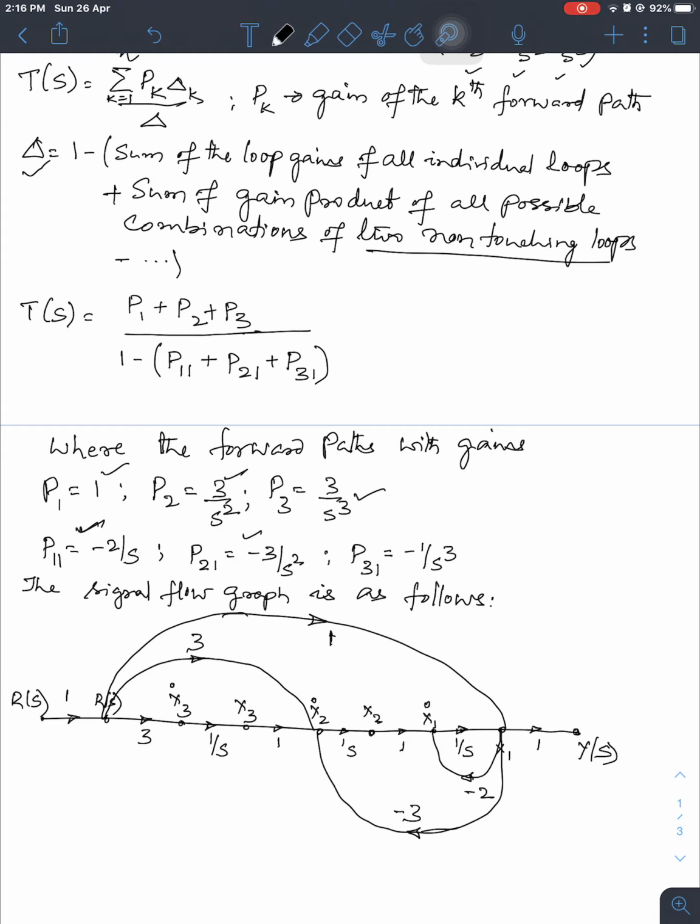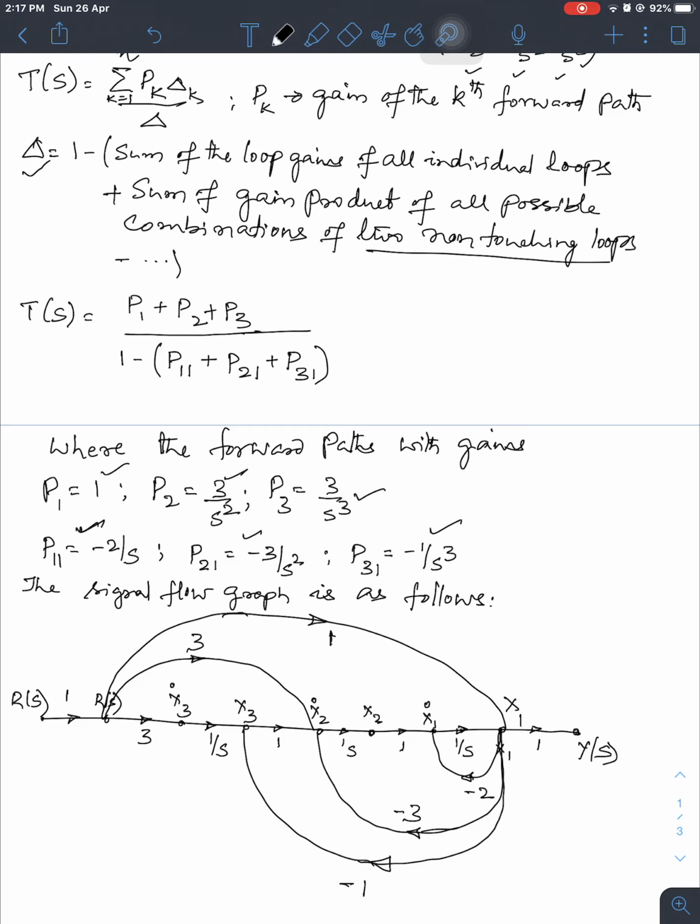The third loop is minus 1 by s cube. So from here, if I can take a path, this will have minus 1 by s cube. So this is the signal flow graph of the given system. Alright, so this is our node x1.